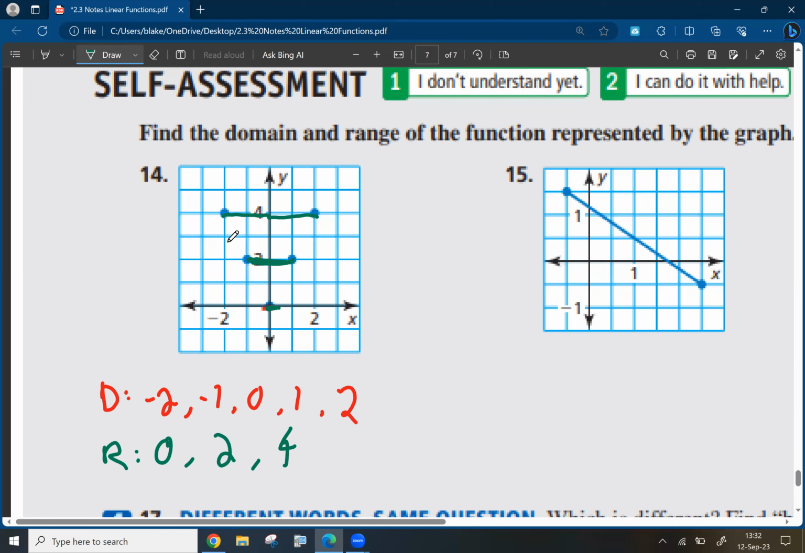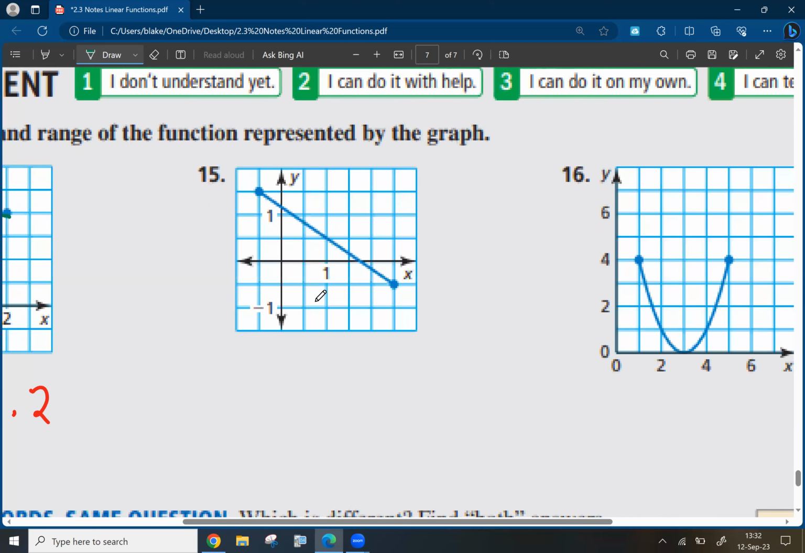So the y values, there's only points at a height of 0, 2, and 4. Is basically what we're saying. There's only points at a height of 0, 2, and 4. And there's only x values at, you know, -2, -1, 0, 1, and 2.